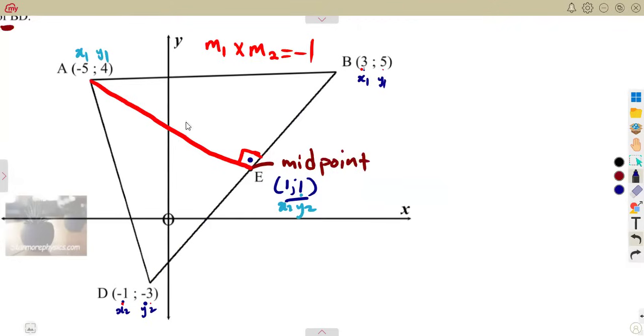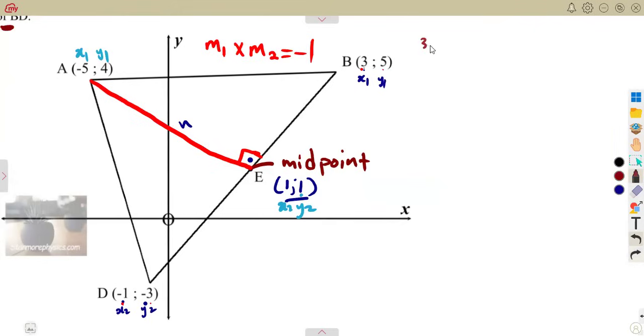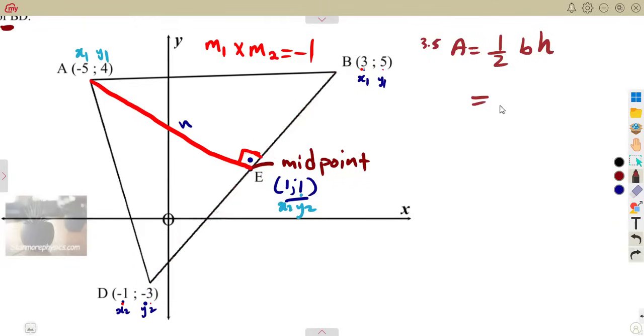Because it is at what? At 90 degrees. So it becomes the perpendicular height. So in this case, we can calculate our area because we understand that when given a base and a perpendicular height, the area can be calculated as half of the base times the perpendicular height, which is the base BD, the whole of the line BD.